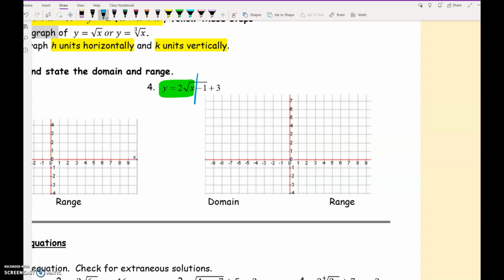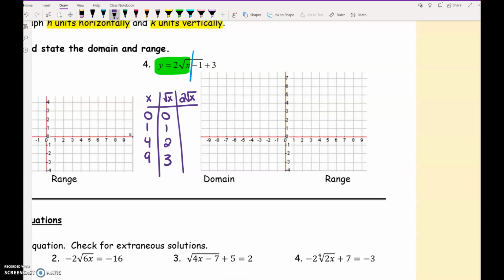So my original table of values was, I'm going to make kind of a big table of values, 0, 1, 4, 9. And the square root of that, we had 0, 1, 2, 3. If I do 2 times the square root of x, like I have highlighted in the green, it's going to take that middle column and multiply it by 2. So what is 0 times 2? 0. What is 1 times 2? 2. 2 times 2 is 4, and 3 times 2 is 6. So I'm actually going to be plotting the points 0, 0, 1, 2, 4, 4, and 9, 6.